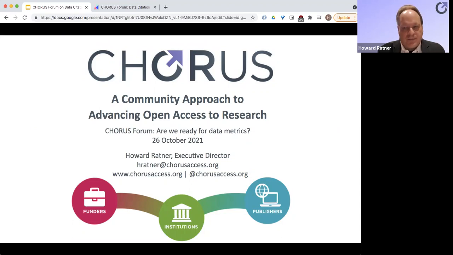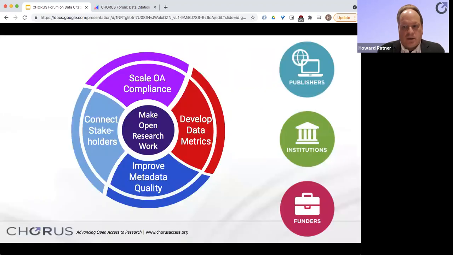So let me tell you just a small bit about Chorus and what we're doing regarding data. Chorus is dedicated to making open research work. We've been doing so since 2013. Our goals are to help make sure the main stakeholders, our publishers, institutions, and funders, are all scaling their OA compliance. We're working to develop metrics about open data, and we help our stakeholders improve the quality of their metadata related to open research. And most recently, as Matt inferred, we have been hosting forums and workshops to raise awareness for all, and also doing pilots.